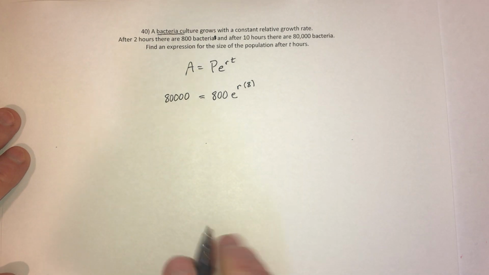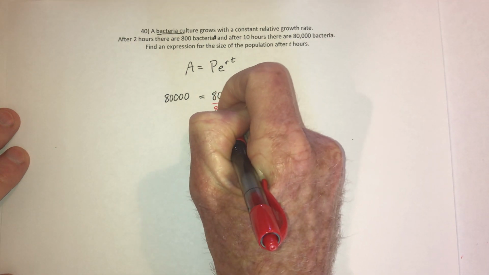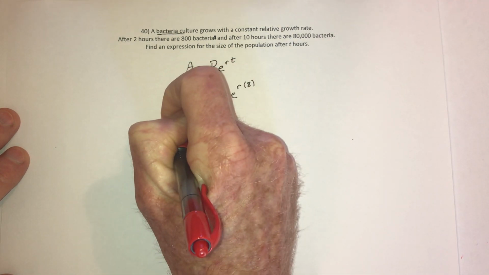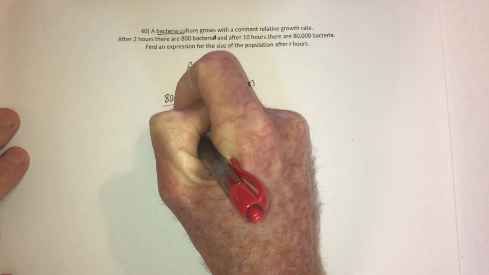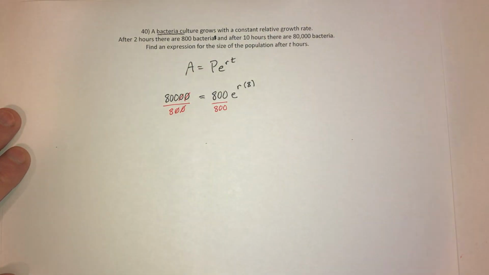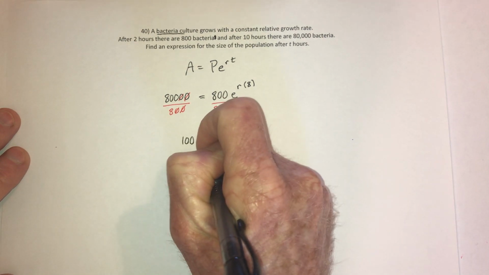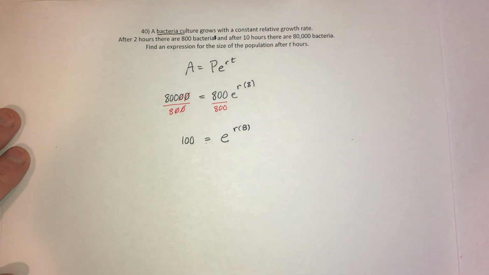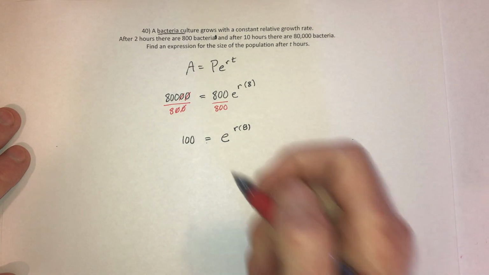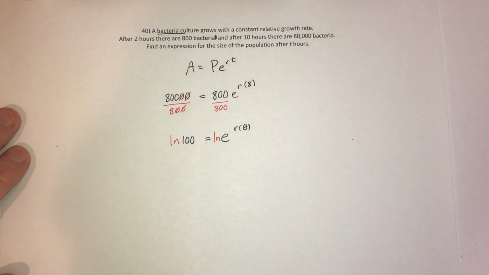Okay, now we need to solve for R. So divide both sides by 800. Then I could have these cancel and these cancel. And then 80,000 divided by 800, that's going to be 100. Now we need to eliminate the E. So take natural log of both sides.